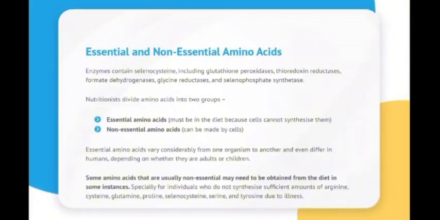Nutritionists divide amino acids into two groups. Essential amino acids must be in the diet because cells cannot synthesize them. Non-essential amino acids can be made by cells. Essential amino acids vary considerably from one organism to another and even differ in humans, depending on whether they are adults or children. Some amino acids that are usually non-essential may need to be obtained from the diet in some instances, especially for individuals who do not synthesize sufficient amounts of arginine, cysteine, glutamine, proline, selenocysteine, serine, and tyrosine due to illness.